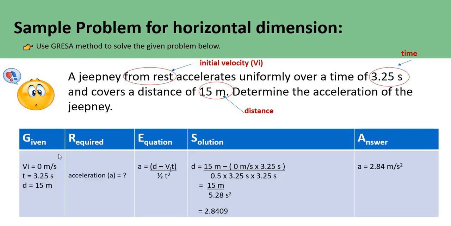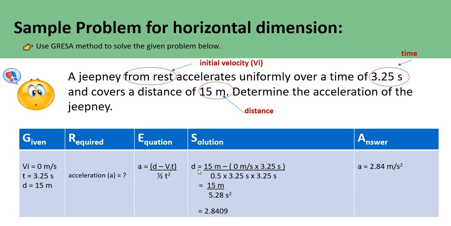Thus, the given in the problem are, vi is equal to 0 meter per second, time or t is equal to 3.25 seconds, and distance is equal to 15 meters. The required, or what is being asked in the problem, is acceleration. The equation to be used is acceleration, or a, is equal to distance or displacement, d, minus initial velocity, vi, times time, t, divided by 1/2 or 0.5 times time squared, t squared.